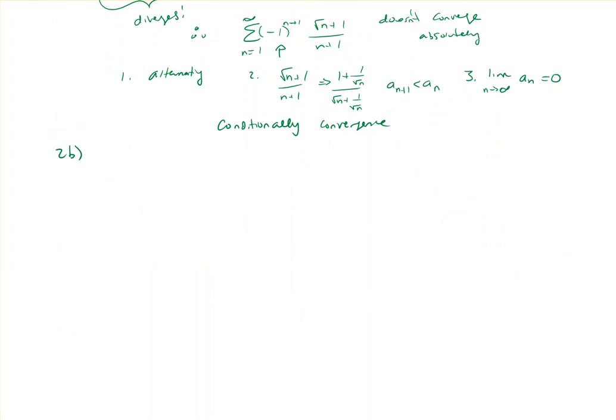So again, what do we do first? We check absolute. And when we look at absolute, the first thing we do is say, hey, forget about the negatives. Pretend they're all positive.